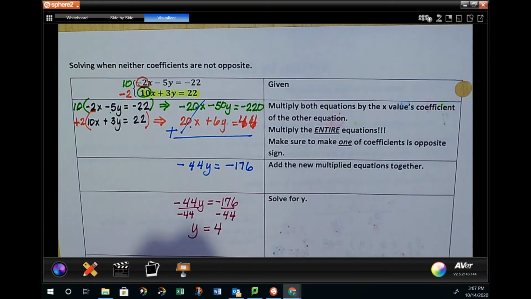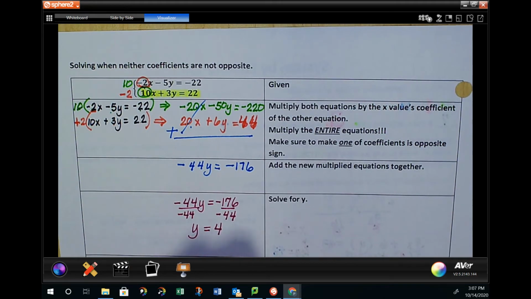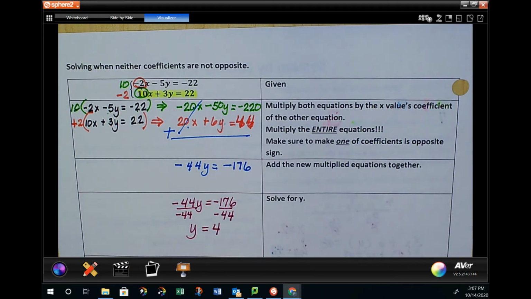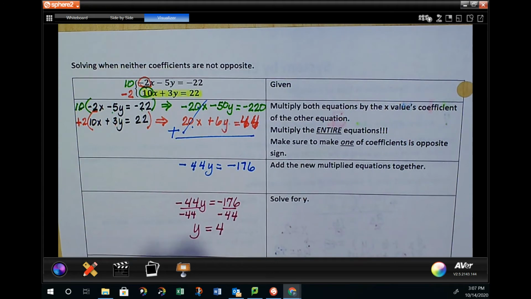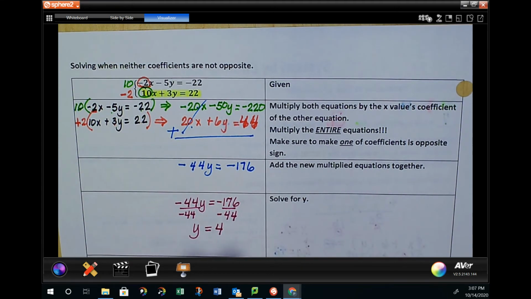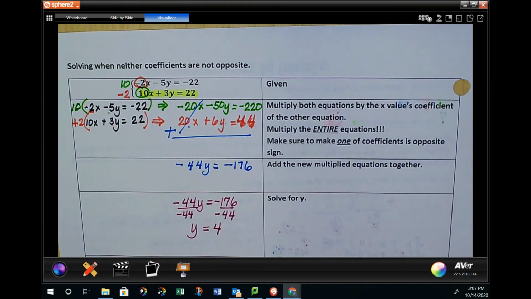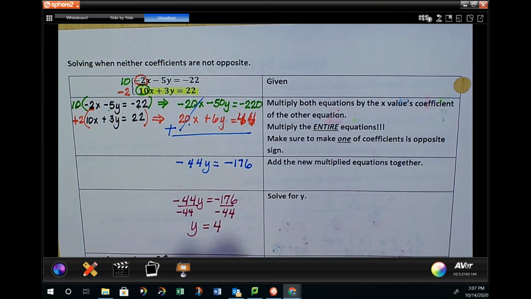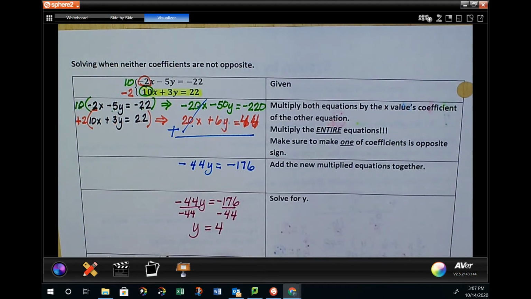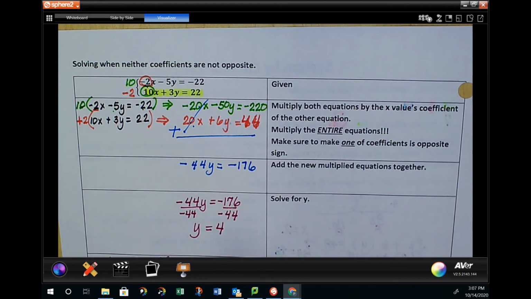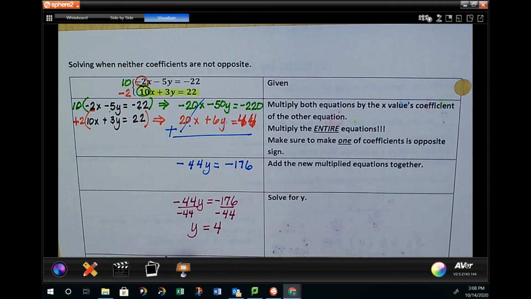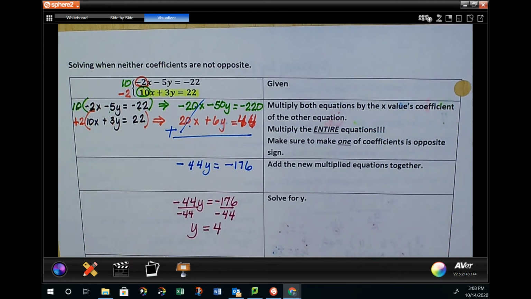So we have 10x plus 3y equals 22. I'm using that equation. Then I have 10x plus 3 times whatever my y is, equals 22. This y value ended up being 4, so 3 times 4 is 12, and then you still have the 22 and 10x plus 12. Now we've got to go through and solve.